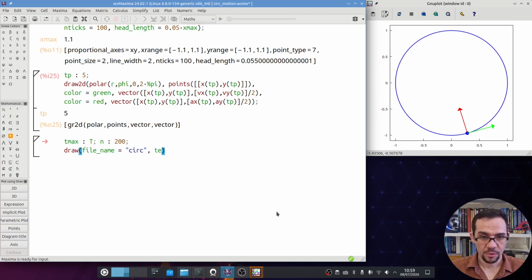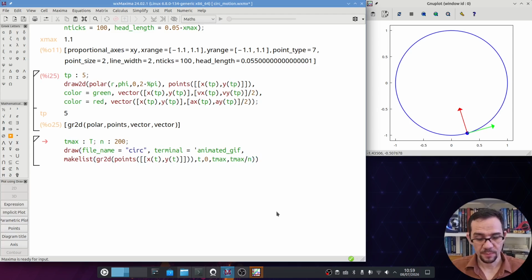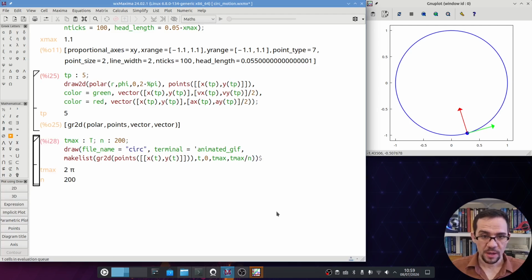And on the terminal, make a list to generate the list of frames and gr2d to draw each frame. And initially in each frame, we'd like to show the particle. So let's insert points and the x component of the position, the y component of the position, and let's tell make list the time interval and the time step, and hope everything's okay.